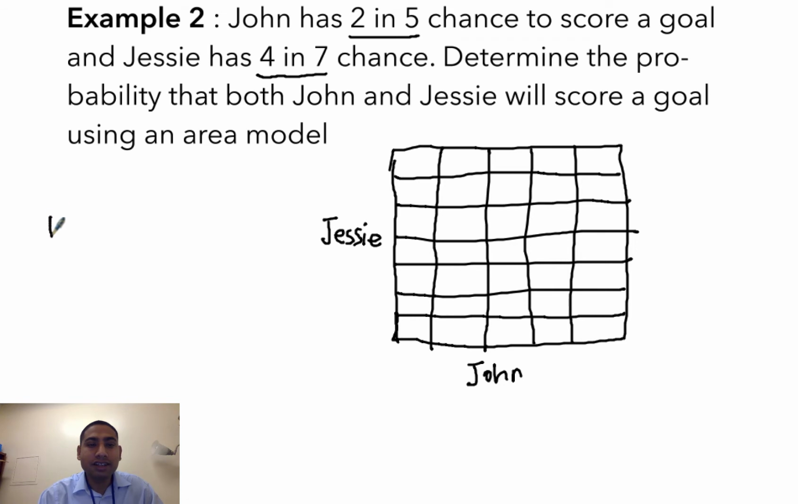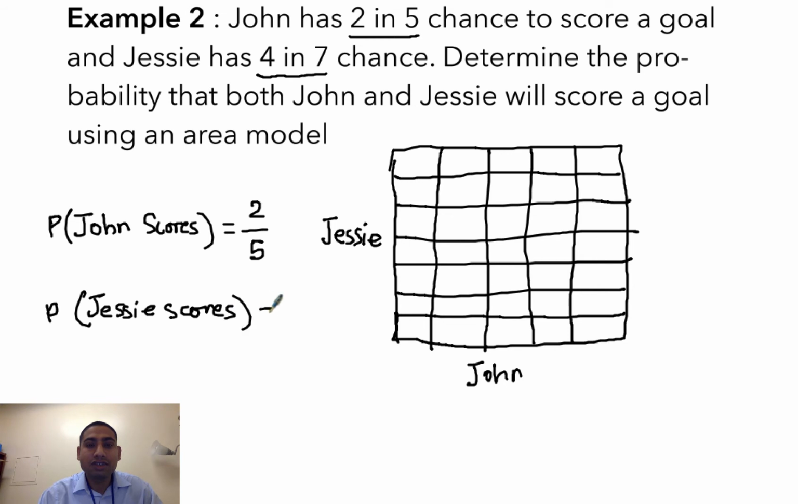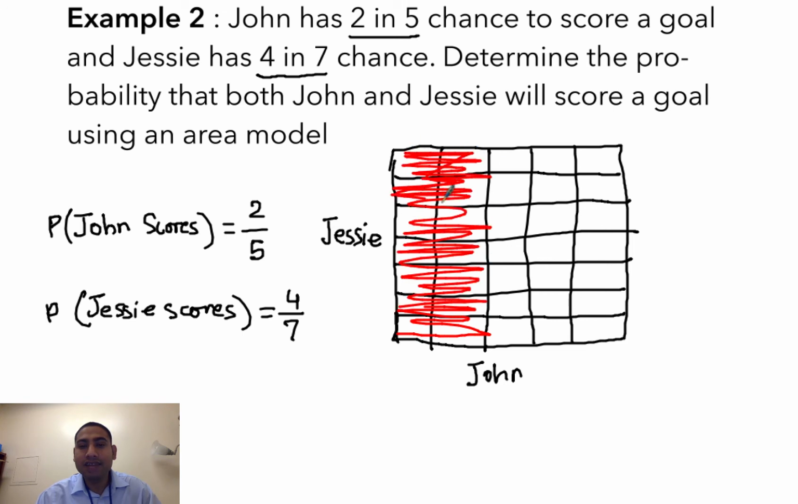So the question tells us that the probability that John scores is 2 in 5, so in fraction it is 2/5. And then the probability that Jesse scores is 4 in 7, so I'm going to write that down here. And then now, because there's 2 in 5 chance that John scores, I'm going to select 2 out of 5 different boxes and shade the whole rectangle. I'm going to pick a red color, so I'm shading all of these rectangles. Again, the area of these rectangles, the big one, represents the probability that John scores the goal.